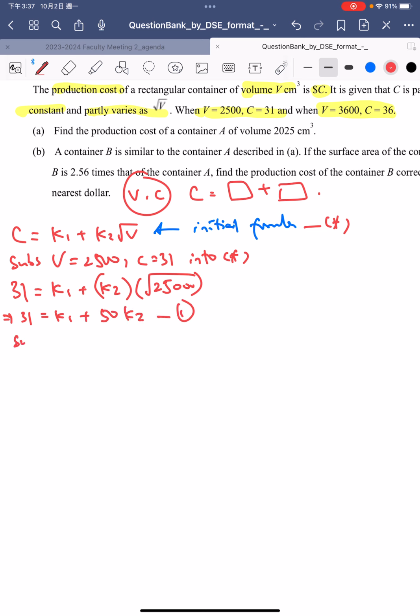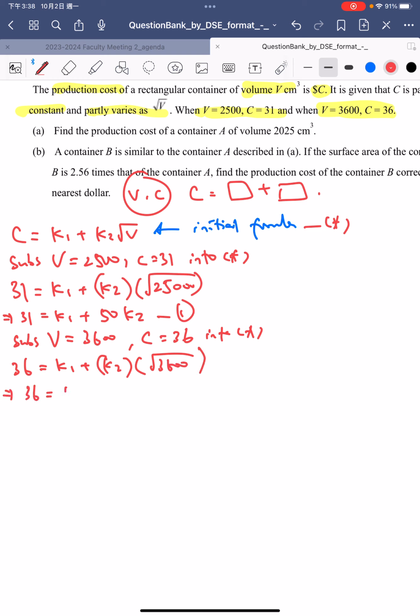Then we substitute again, substituting the second condition, V equal to 3600 and C equal to 36, into our star equation, our initial formula. Then we have 36 is equal to K1 plus K2 times the square root of 3600. Again, we simplify it. We have 36 is equal to K1 plus, the square root of 3600 gives you 60, then we have 60 K2. So this is our second equation.